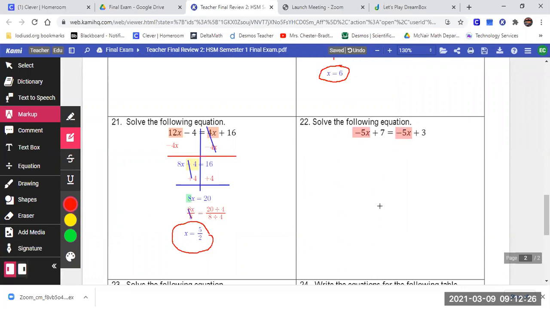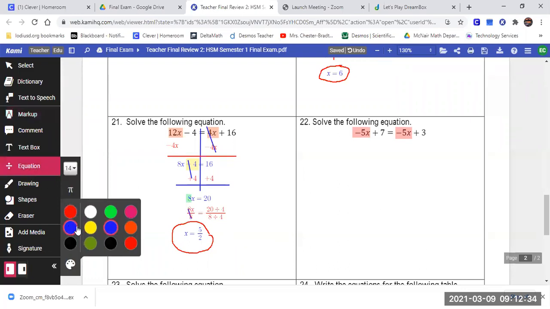I need to move the smallest letter to the biggest letter. So which one am I going to move, and how am I going to move it? How am I going to move that negative 5x? What am I going to do? I'm going to add 5x to both sides, exactly.